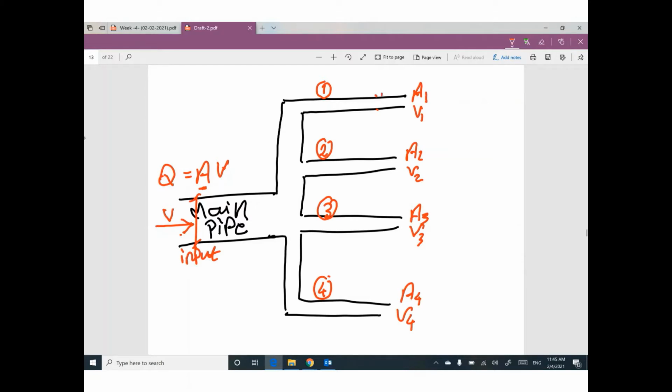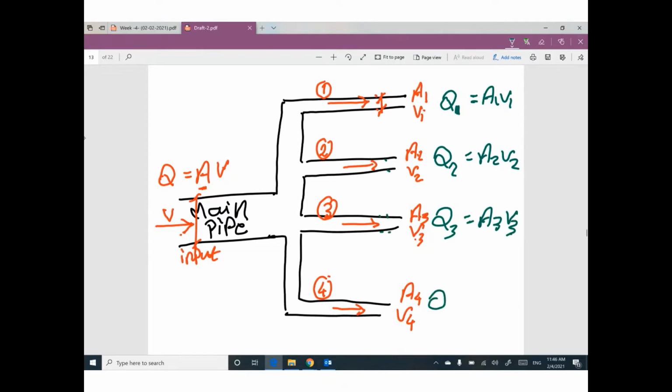Area 1 is the cross-section area for this small pipe. V1 is the velocity inside this pipe. Area 2, V2 for the second pipe. Area 3, V3 for the third pipe. Area 4, V4 for the fourth pipe. Keep in mind, if you would like to get the discharge in pipe number 1, you have to multiply area 1 by V1. Discharge in pipe number 2 equals area 2 times V2. Discharge from pipe number 3 is area 3 times V3, and keep going. Q4 equals area 4 times V4.